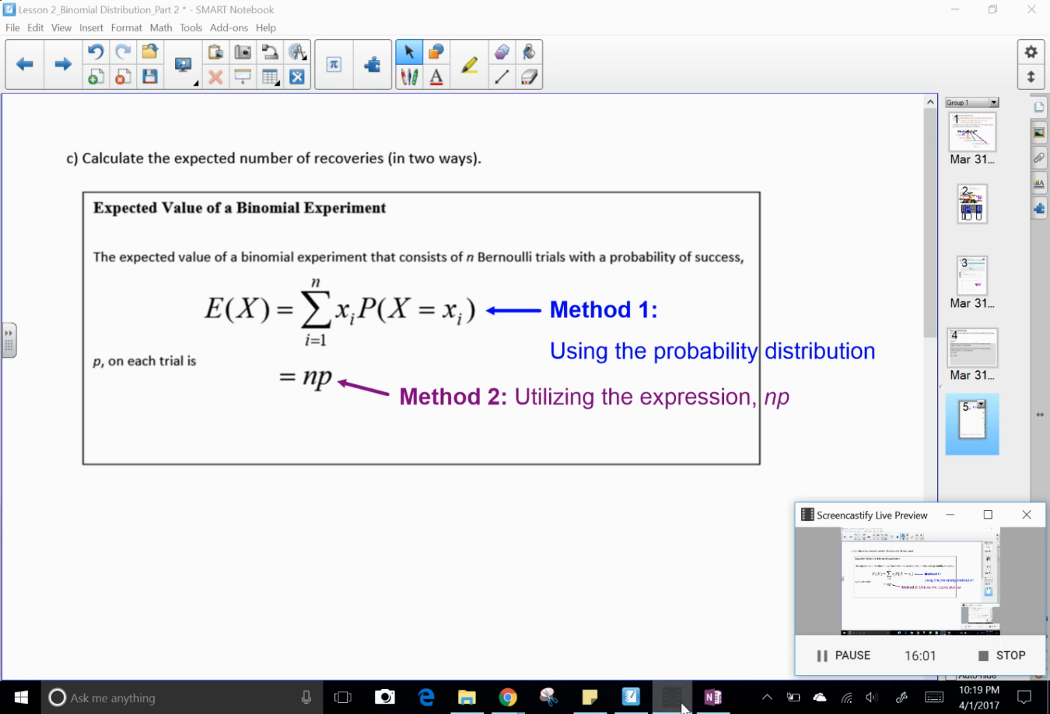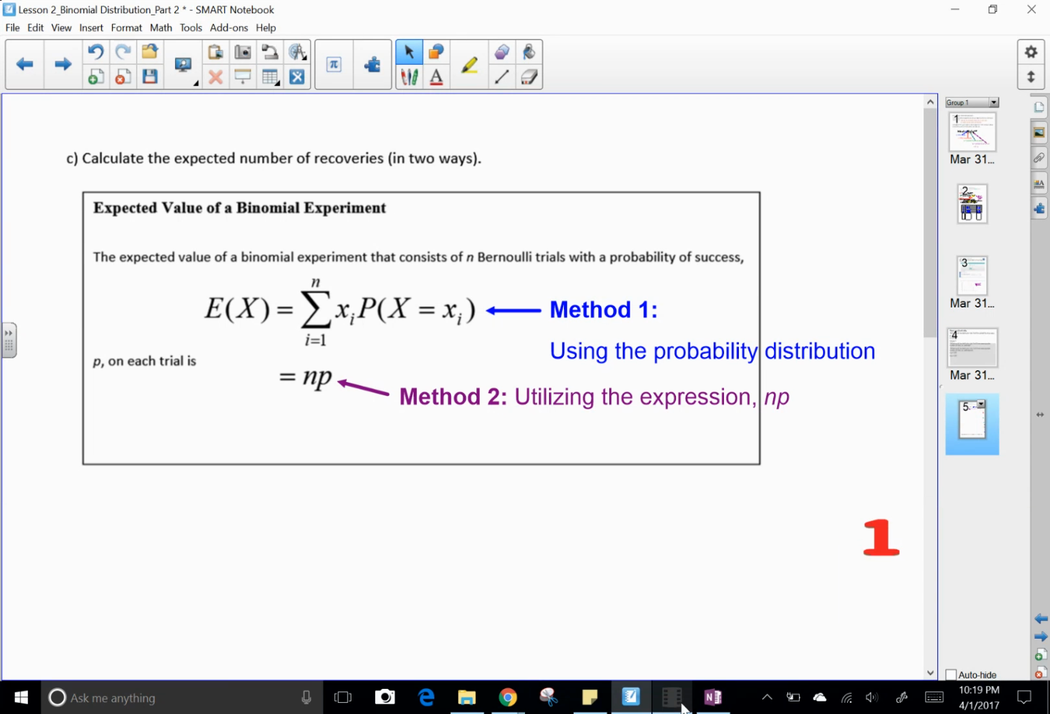Just want to check our time here. We're up to 16 minutes. So let's finish off with expected value.